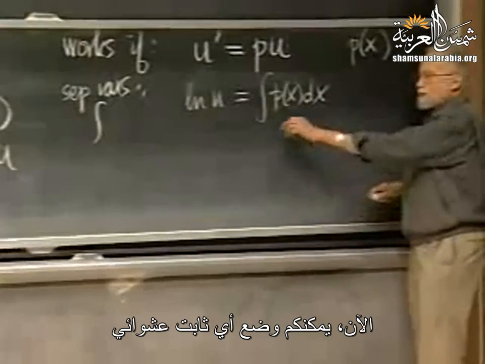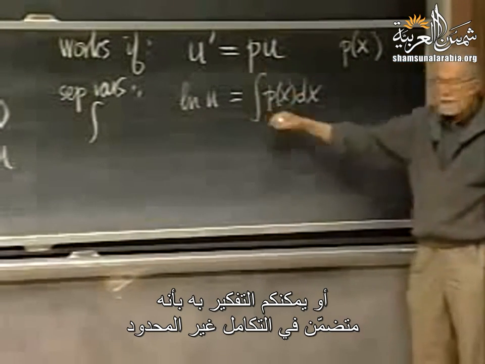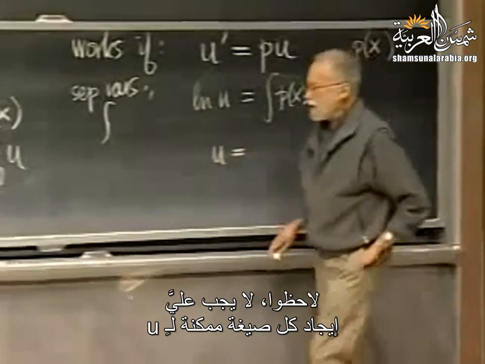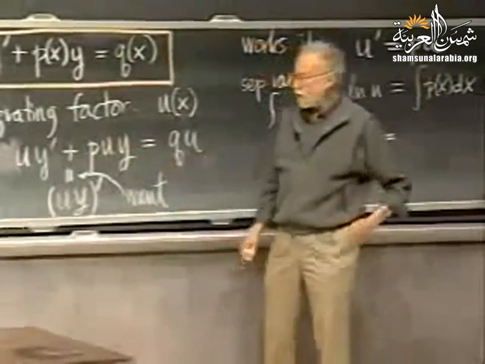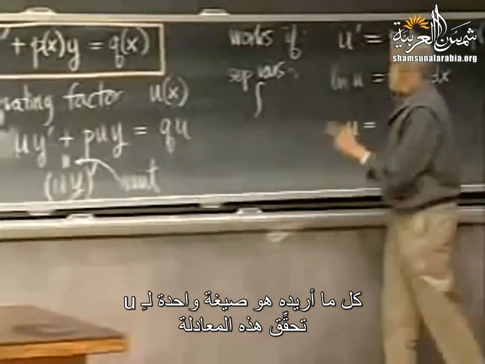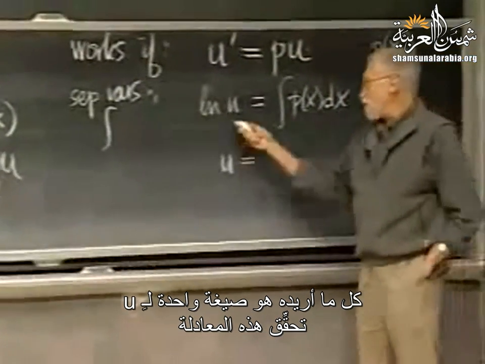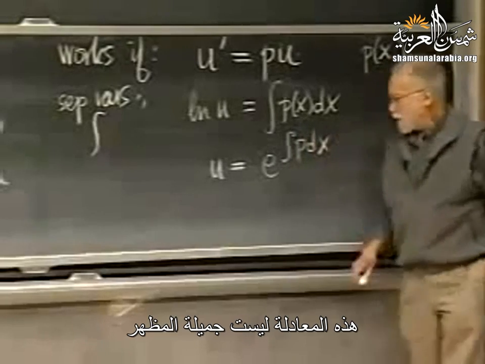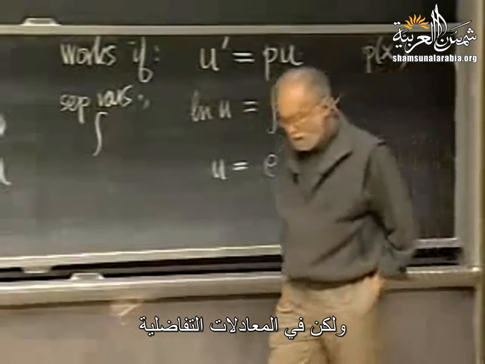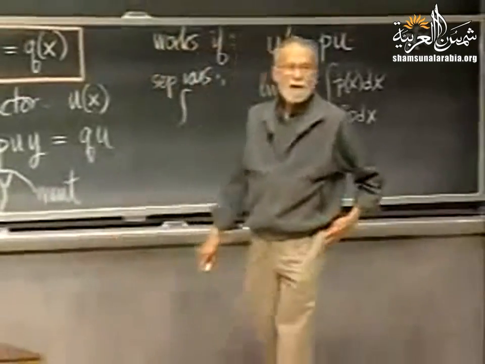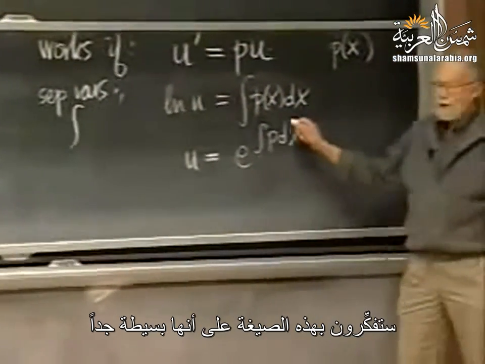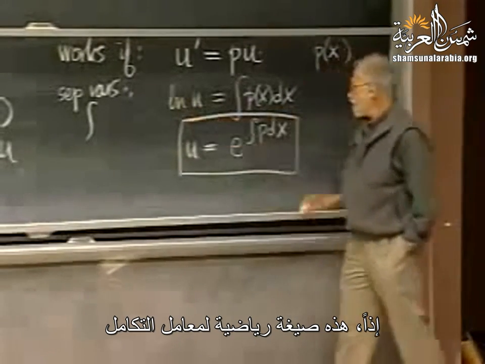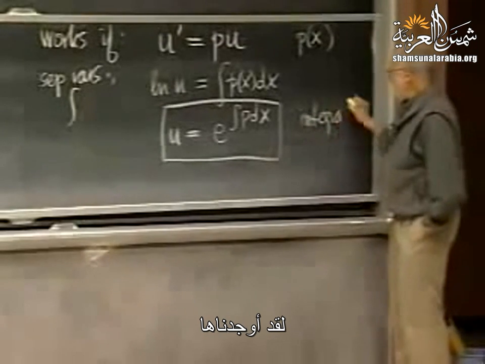And you can put an arbitrary constant there, or you can think of it as already implied by the indefinite integral. Well, that doesn't tell us yet what u is. What should u be? Notice I don't have to find every possible u which works. All I'm looking for is one. All I want is a single u which satisfies that equation. Well, u equals e to the integral of p dx. That's not too beautiful looking, but in differential equations, things can get so complicated that in a week or two, you will think of this as an extremely simple formula. So there's the formula for our integrating factor. We found it.